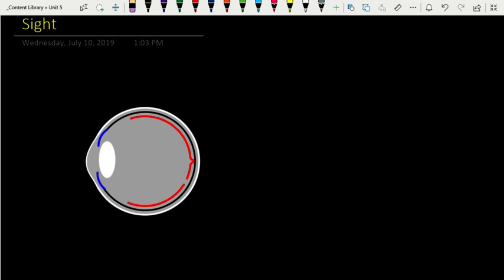To start, we're going to first focus on the surface anatomy of the eye. Once we understand the anatomy, then we can begin to understand how the eye is collecting the light and converting it into an action potential.